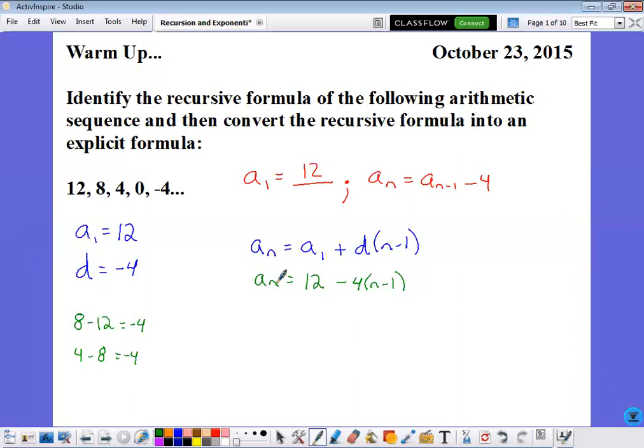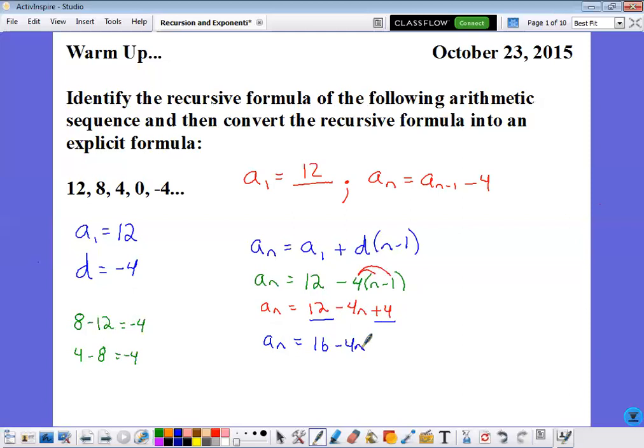I'm going to bring down my a sub n. So at this step right here, we need to go ahead and distribute. We have this -4 that needs to get distributed into the parentheses. So I didn't change anything with my a sub n. I'm going to go ahead and bring that down again. Didn't change anything with that 12. I'm going to bring that down. But when we do that distribution, you'll end up with -4n, and then -4 times -1 will give me a +4. The last step in order to come up with your explicit formula is to combine these like terms. 12 plus 4 is going to give us 16. So we'll write this as a sub n equals 16 minus 4n.